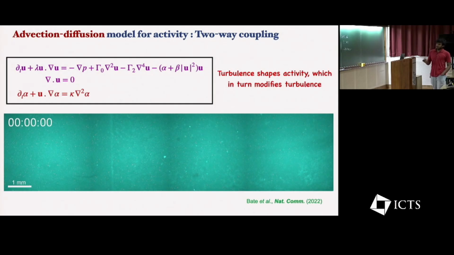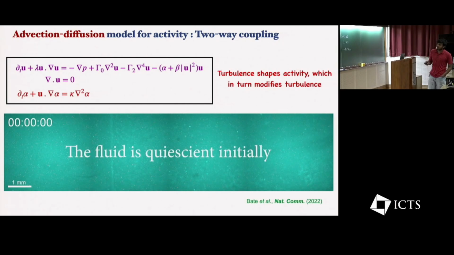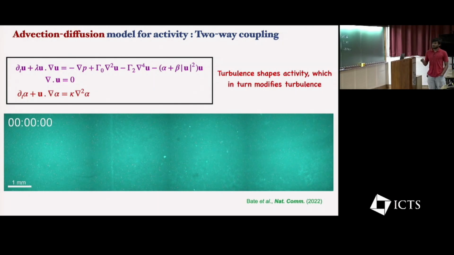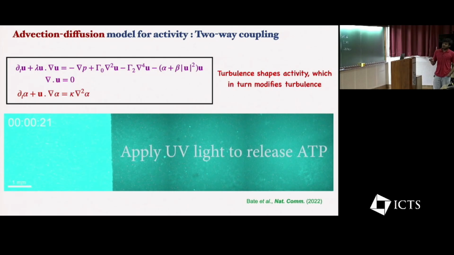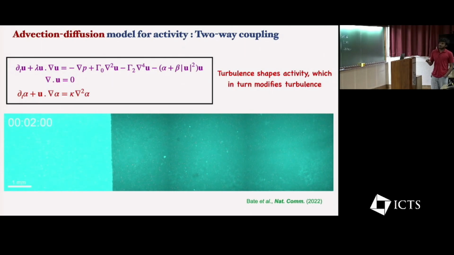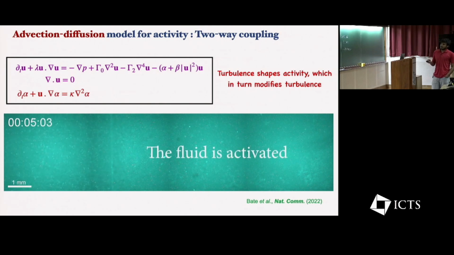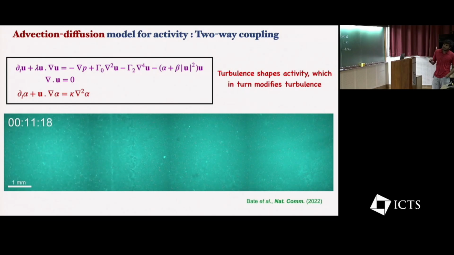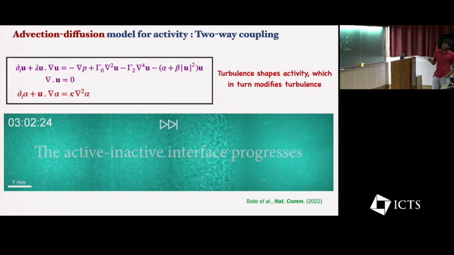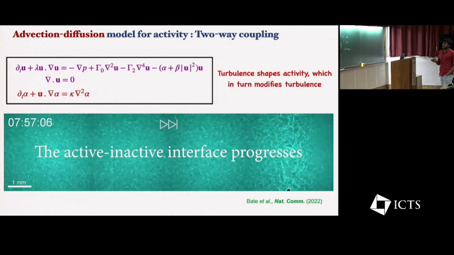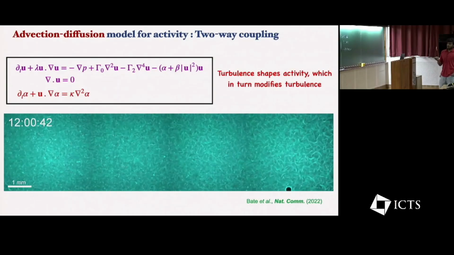Here is some recent experimental work with a kinesin and microtubule mixture. Initially the flow is quiescent, and then you illuminate UV light on the left part, so this region will become turbulent. Then as time evolves, you will see that this active-inactive interface will propagate until the flow reaches a uniform state.